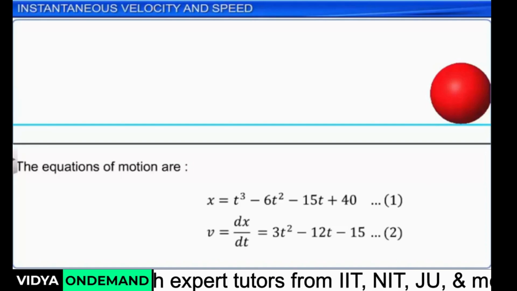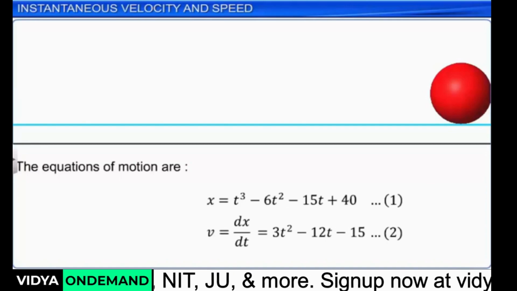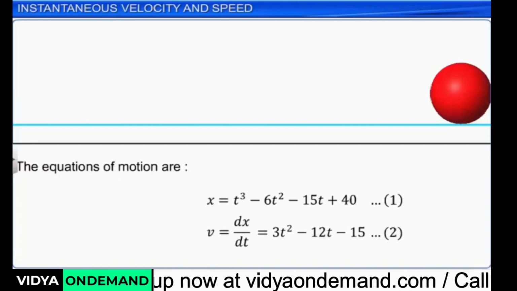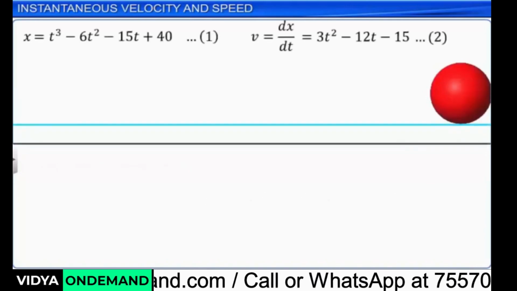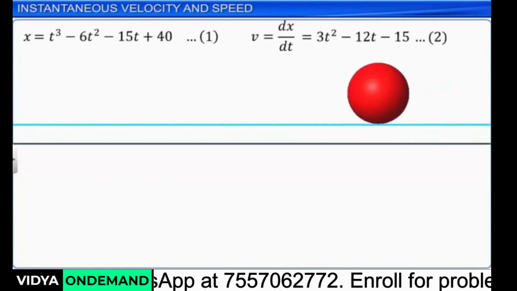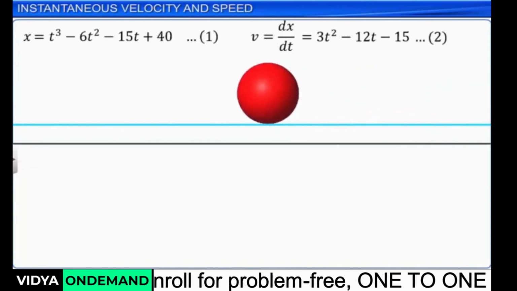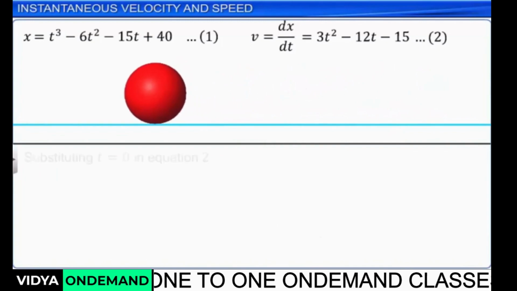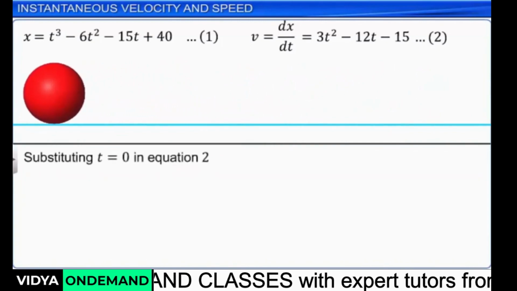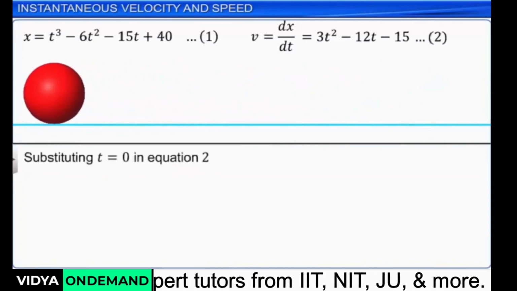At t equal to 0 seconds, we need to find the value of v. Substituting t equal to 0 in equation 2, v is equal to minus 15 meters per second. The particle here is moving towards the left.